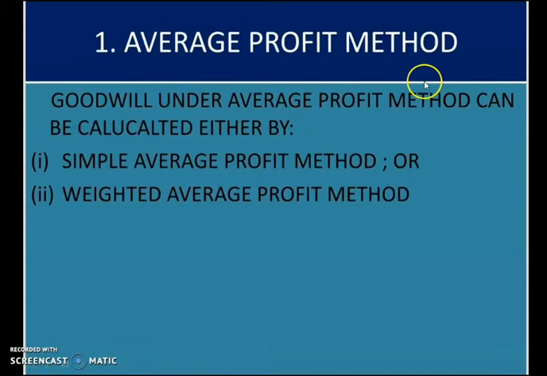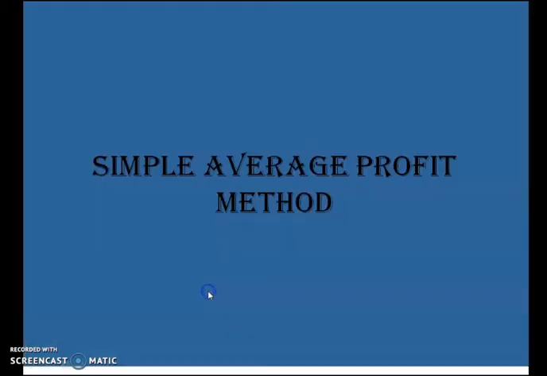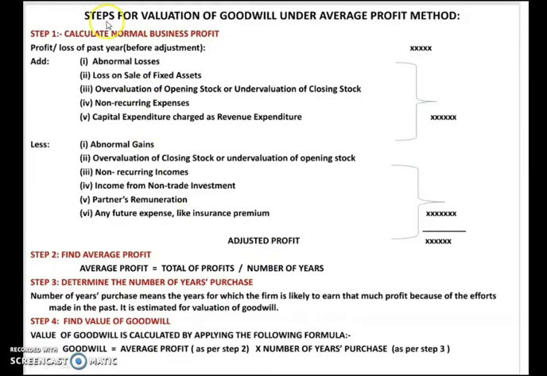Average profit method. Goodwill under average profit method can be calculated either by the simple average profit method or you can use the weighted average profit method. So as per the question, you have to go for this calculation. Now the simple average profit method. Here are the 4 steps involved for the calculation of goodwill under average profit method.